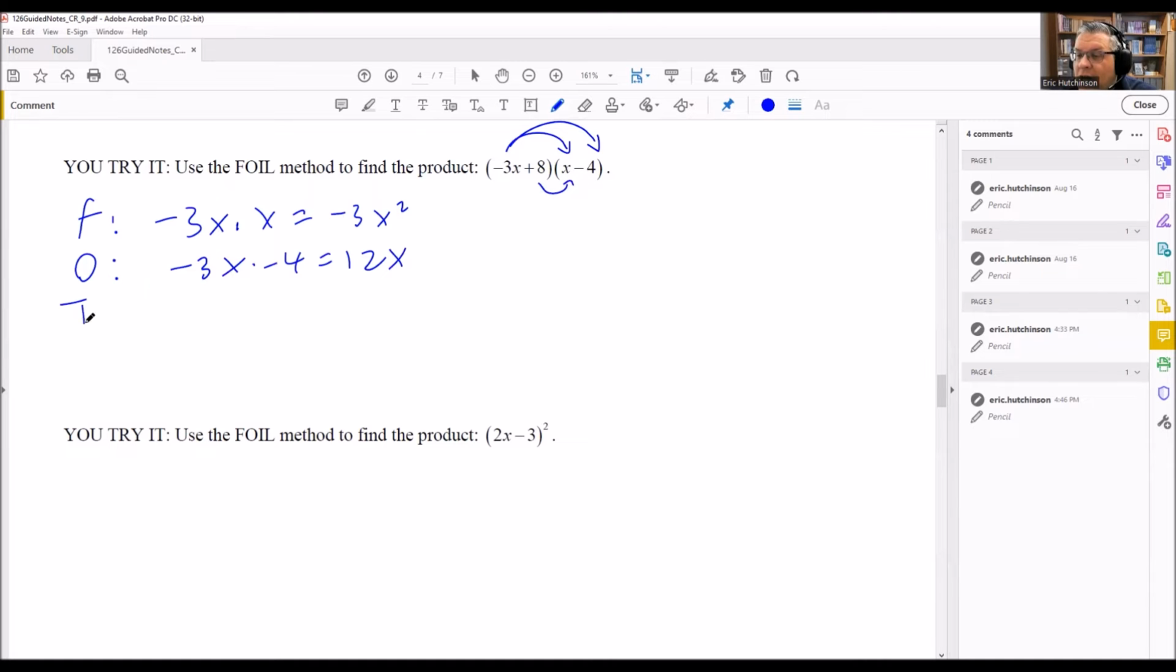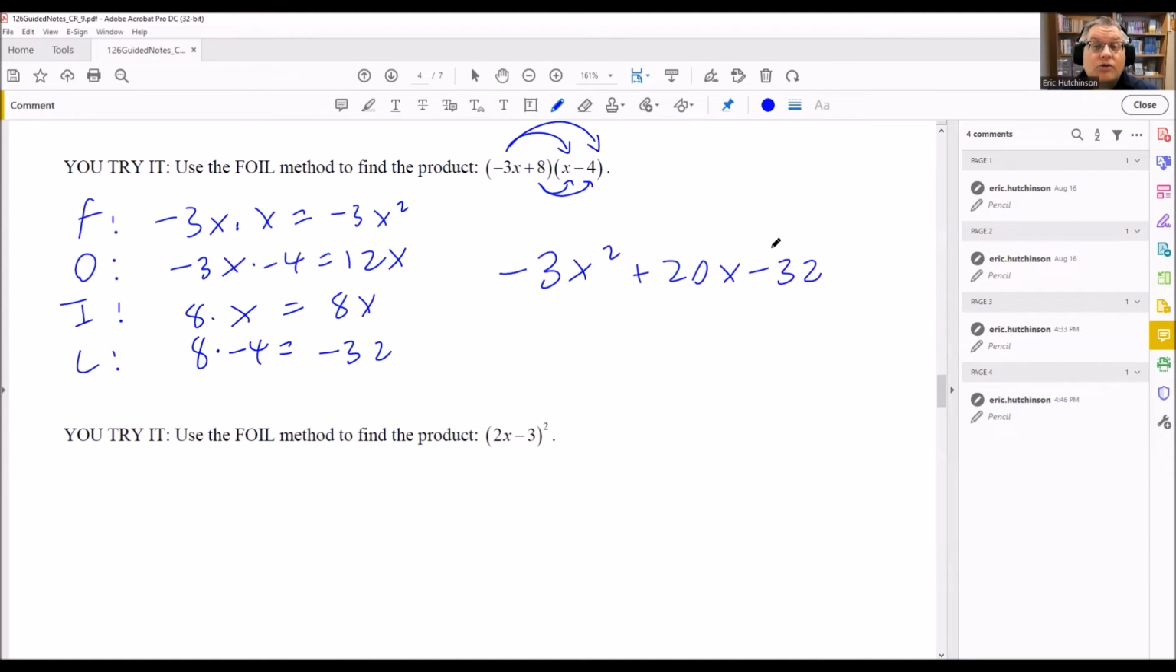Then we want to do the I, which is the inner terms. 8 times x is 8x. And then L is the last terms. 8 times negative 4 is negative 32. Now we're going to add all this together. Negative 3x squared, 12 plus 8 is 20x, minus 32 we put there. And that would be your product.